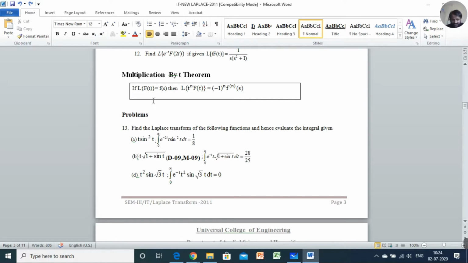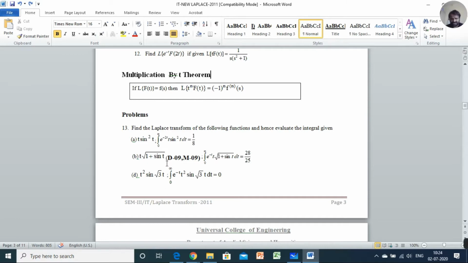Now the multiplication by t. Multiplication by t is: if L of f of t is equal to F of s, then Laplace of t raised to n f of t is equal to minus 1 raised to n times the nth derivative of F of s. Generally we have to represent this as a derivative. We apply the derivative, whatever the power of t given. If t has power 3, you have to apply the derivative 3 times.